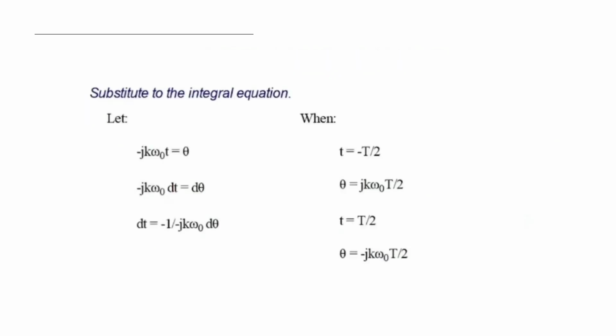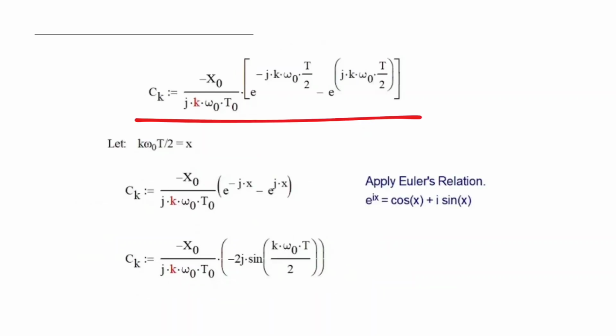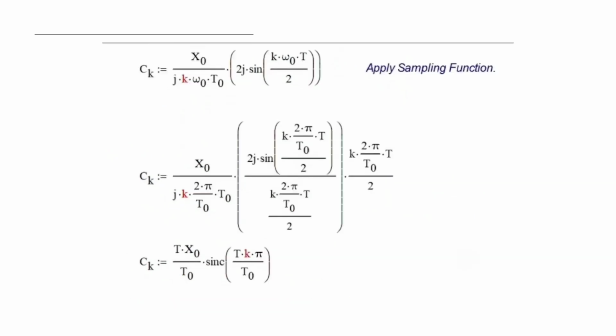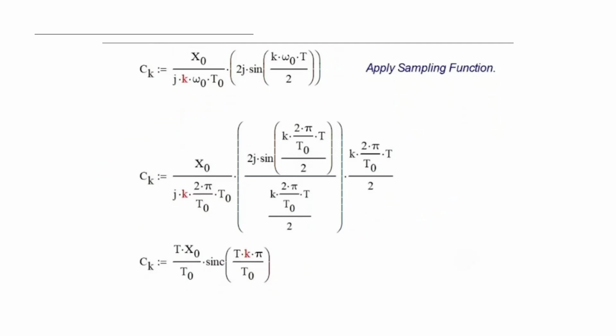Now, using some substitution in order to simplify the solution in deriving the formula, we are simply substituting the values, and this will result in this. Based on this formula, we let k omega naught T/2 equal x, and applying Euler's relation, wherein e raised to ix equals cosine x plus i sine x, we result in this equation. Applying the sampling function to this equation, we result in this equation, wherein we will simplify. This will simply be cancelled, and also this one.